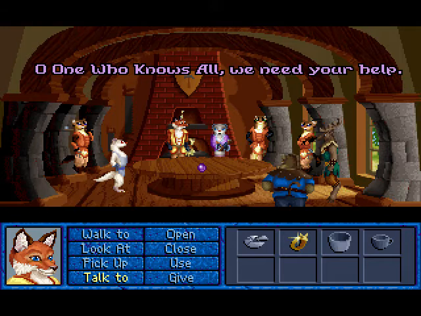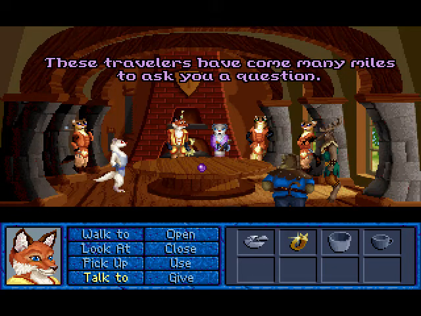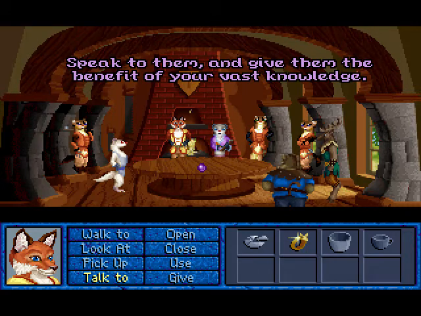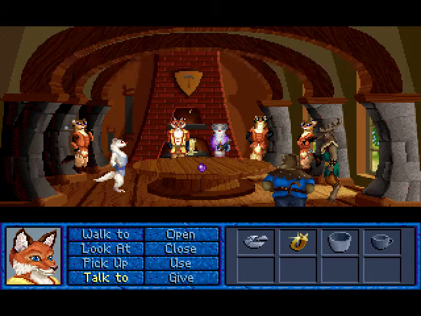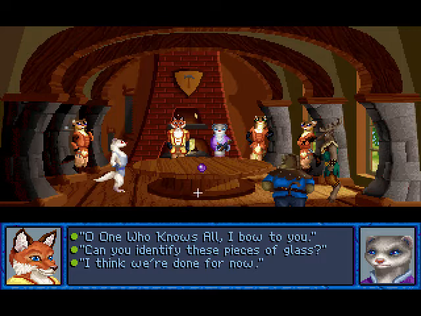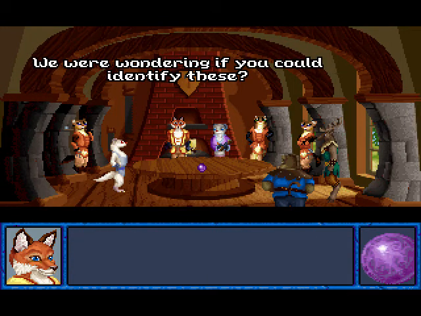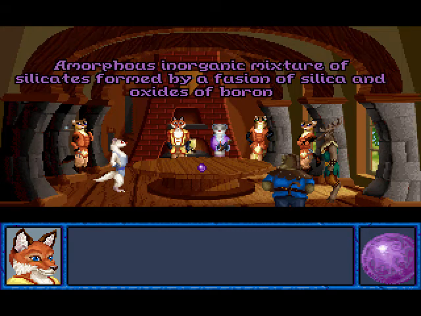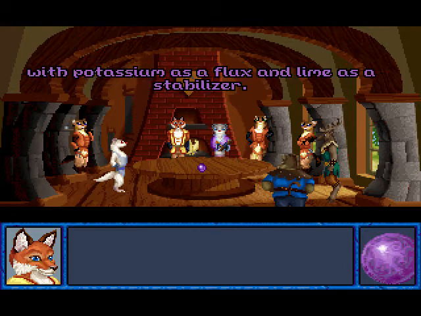Oh, one who knows all, we need your help. These travelers have come many miles to ask you a question. Speak to them and give them the benefit of your vast knowledge. Unit functioning. Input query. What? That means you may ask your question. We were wondering if you could identify these. Composition of object. Amorphous inorganic mixture of silicates formed by a fusion of silica and oxides of boron, with potassium as a flux and lime as a stabilizer.